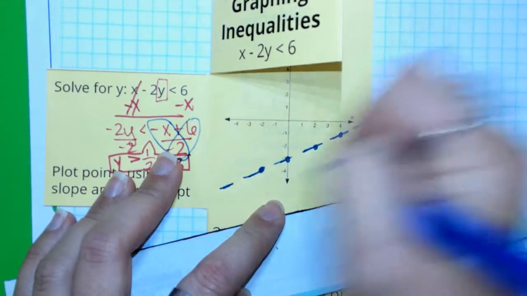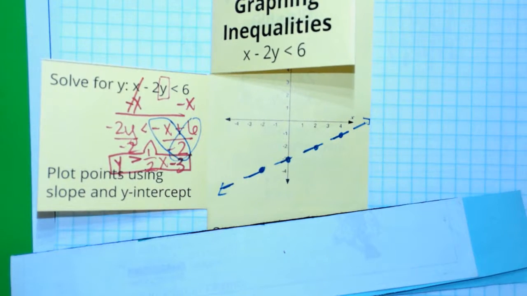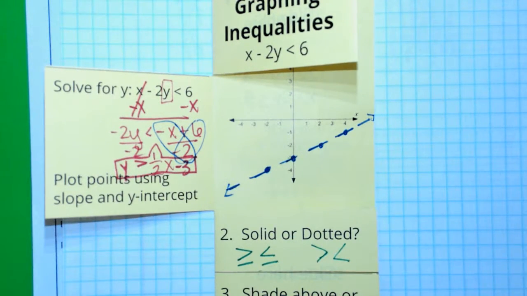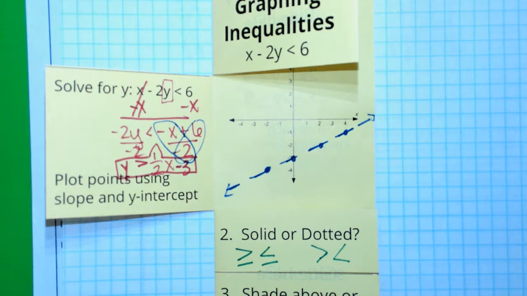Does anybody remember doing this? Can we shade above it? I don't know what word you said. I'm sorry. If you don't have the line, is it okay if it doesn't move? If it's not perfect, yes.